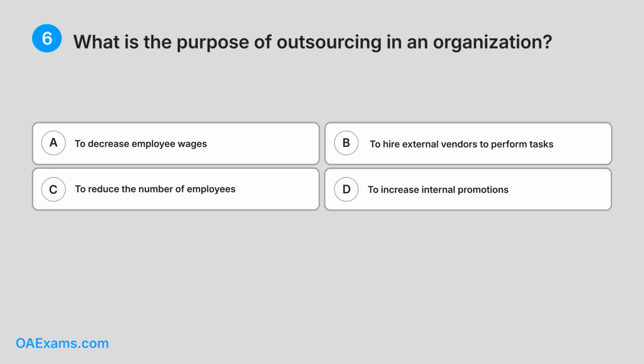6. What is the purpose of outsourcing in an organization? A. To decrease employee wages. B. To hire external vendors to perform tasks. C. To reduce the number of employees. D. To increase internal promotions. Can you guess the answer?